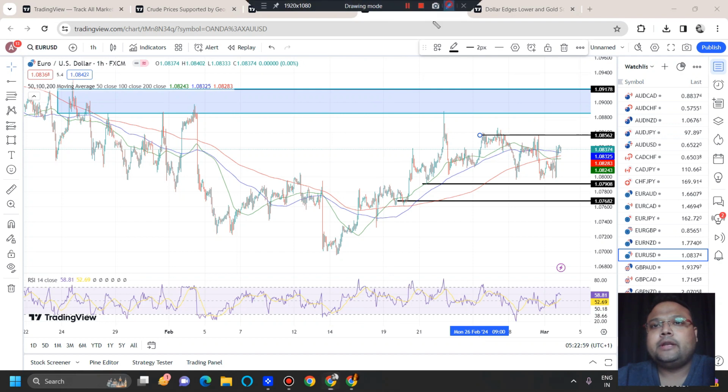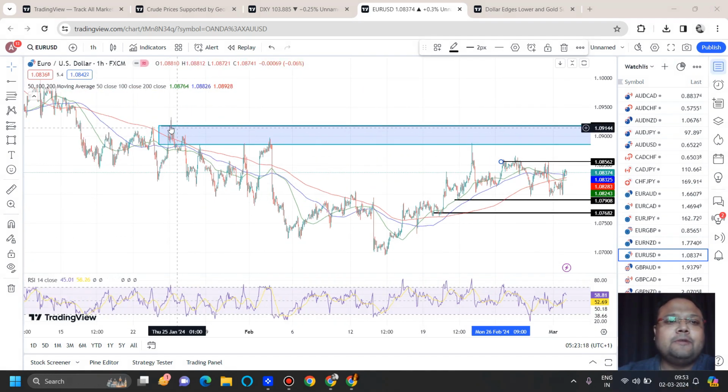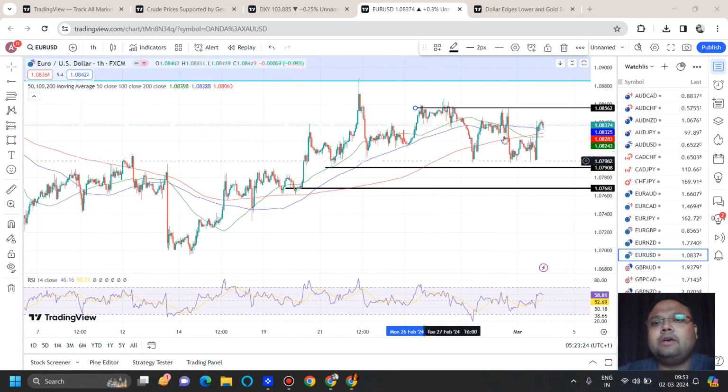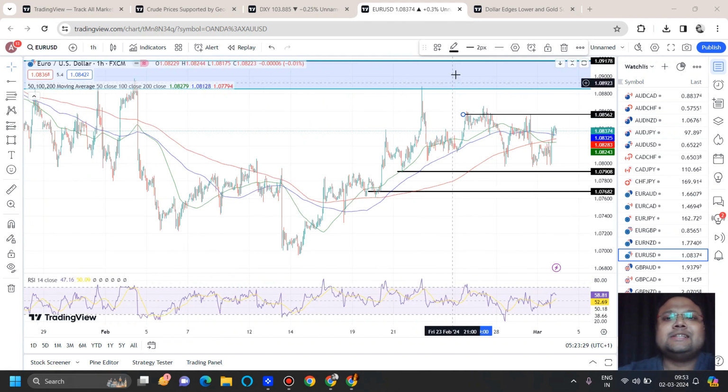1.08. Wait, let me write it down. 1.0885 to 1.0915. This is the next big resistance on the chart of EURUSD, where you can look for a sell position. But you can see it's a huge box, and I can't help it, my dear friends, because you can see we have multiple resistances, multiple price rejections. So it's a zone. It's a zone.